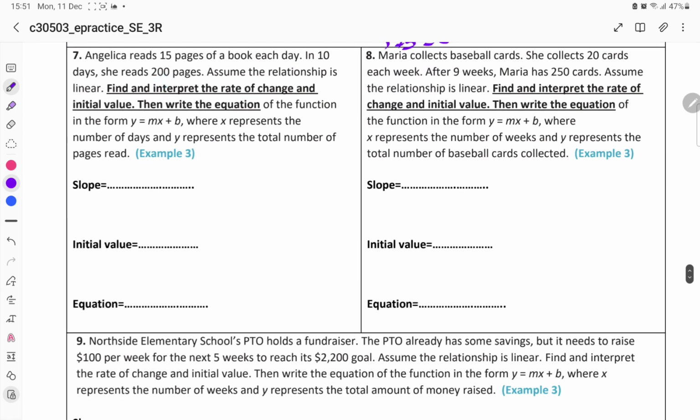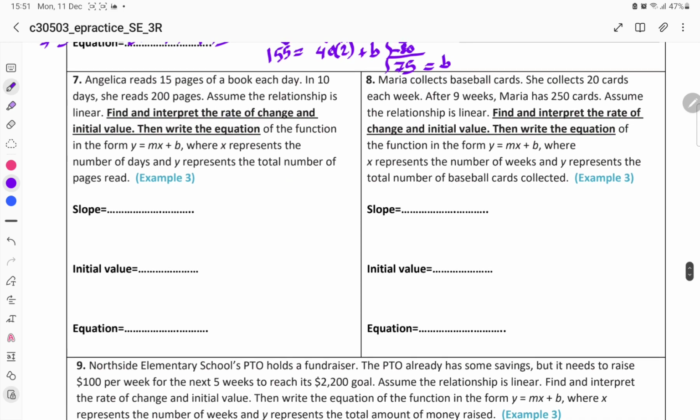Angelica reads 15 pages of a book each day. Whenever you find the words each day, every day, or per week, this means that 15 is the slope, or the m. In 10 days, she reads 200 pages. Assume the relationship is linear. Linear means something that can be represented as a line. Find and interpret the rate of change and the initial value. Initial value is the b, rate of change is the slope, or m.